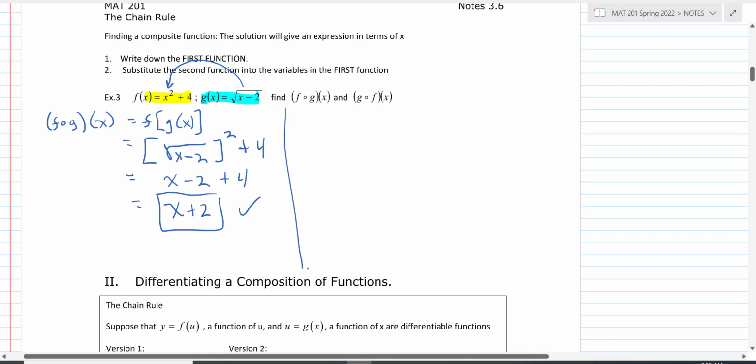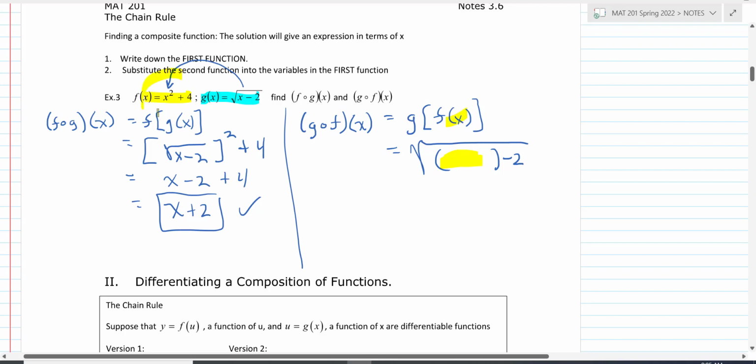Okay, now what I'll do on this one is we're going to do it backwards and just see if we get the same answer. So we've got g composed of f of x. Okay, that could be written as g bracket f of x. And again, what we're going to do is write down the first function. Write down what g of x is. G of x is the square root of something minus 2. And then you're going to plug whatever f of x is into that. So f of x is x squared plus 4. So that plugs in like that then.